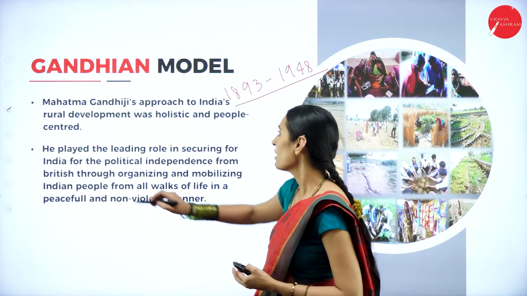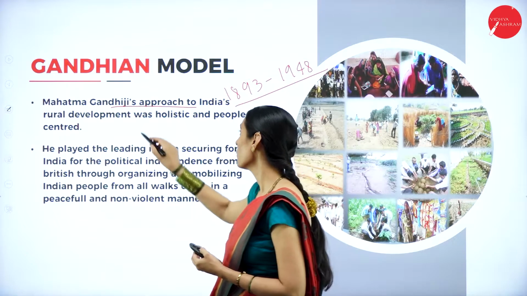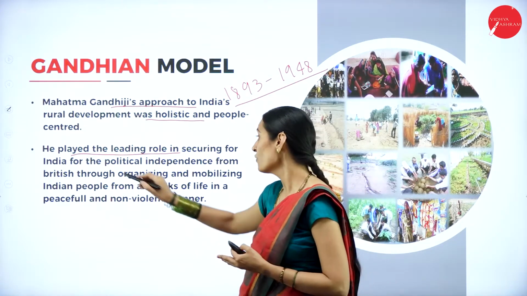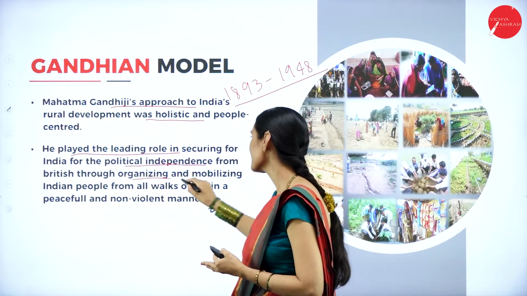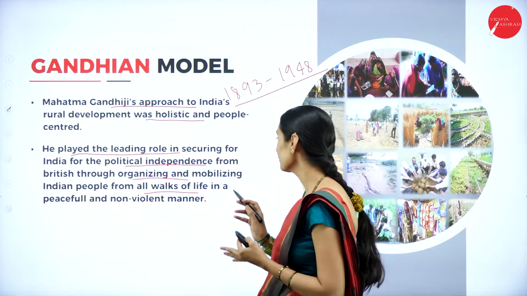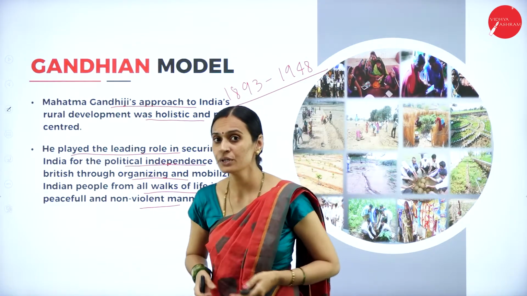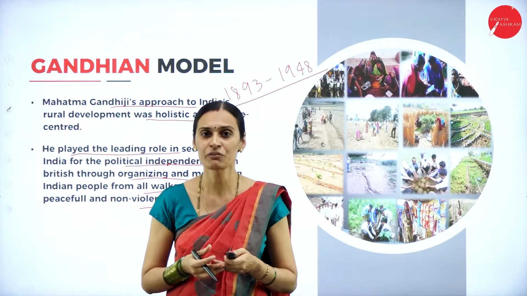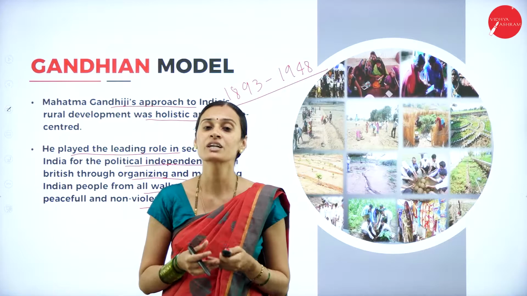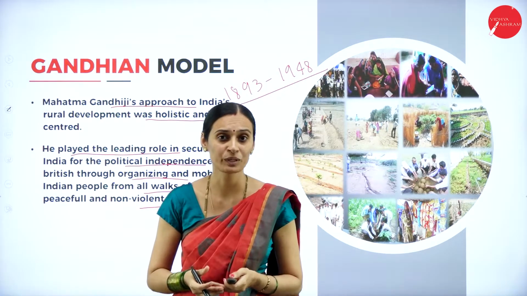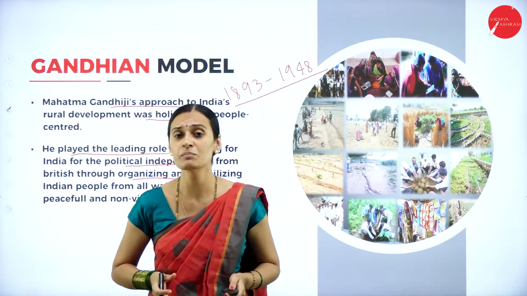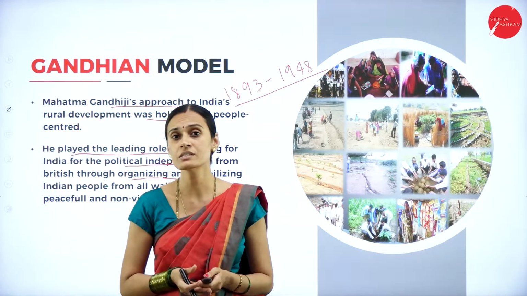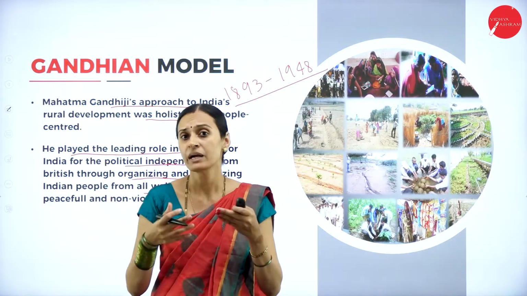Dear students, Mahatma Gandhi's approach to India's rural development was holistic and people-centered. He played the leading role in securing India's political independence from the British by organizing and mobilizing the Indian people from all walks of life in a peaceful and non-violent manner. He purely believed that violence leads to bloodshed and non-violence leads to the peace of society. If we want peace or social welfare, we have to follow non-violence, truth and the goodness of human beings. Social welfare is possible through those principles: truth, non-violence and goodness. By his own way, he focused on rural development through these principles.